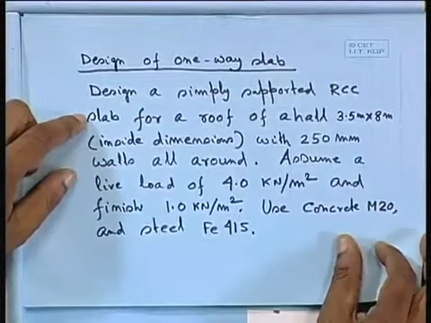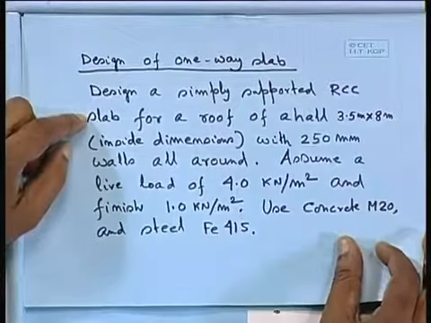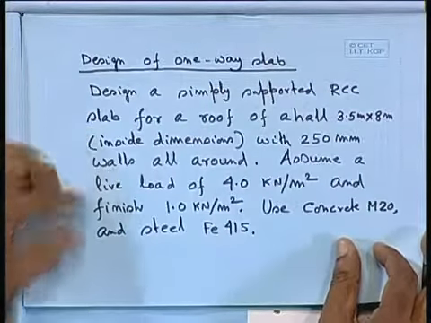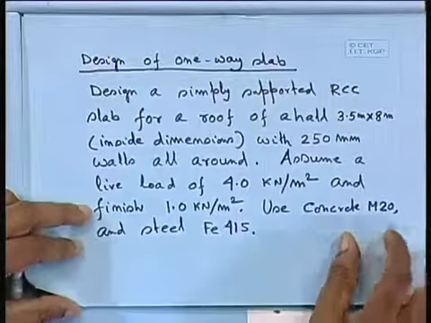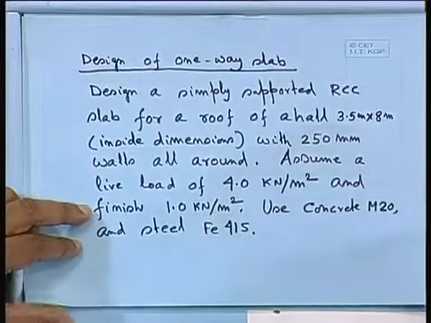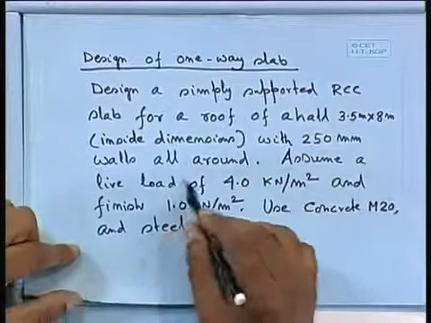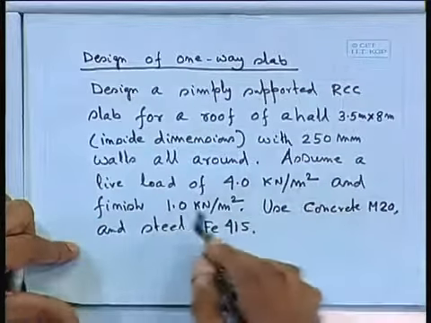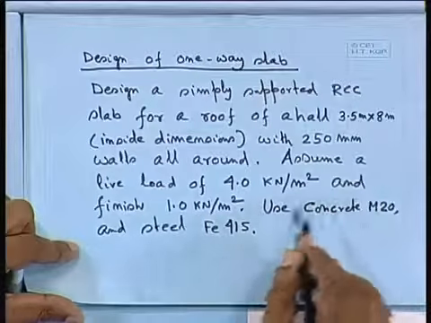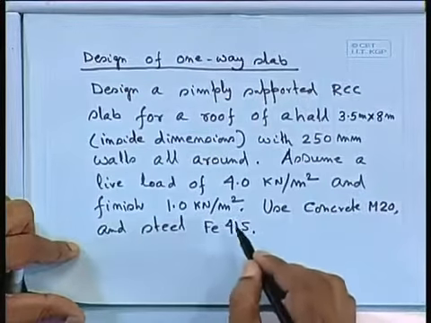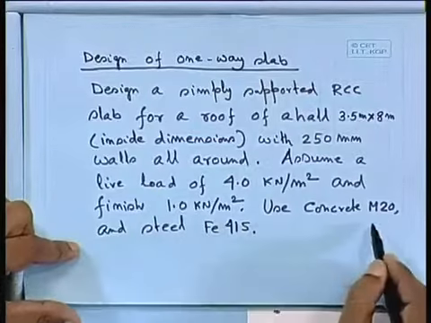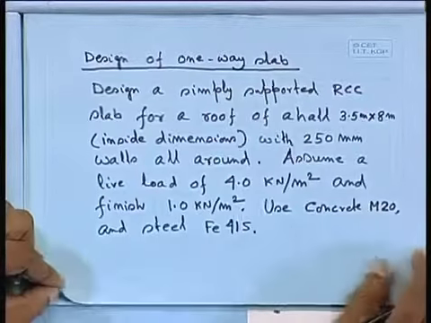Design a simply supported RCC slab for a roof of a hall 3.5 meter by 8 meter inside dimensions with 250 millimeter walls all around. Assume a live load of 4 kilonewton per square meter and finish 1 kilonewton per square meter. Concrete grade M20 and steel Fe415.